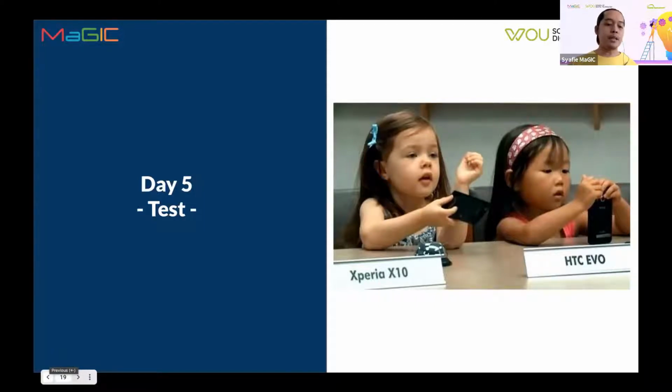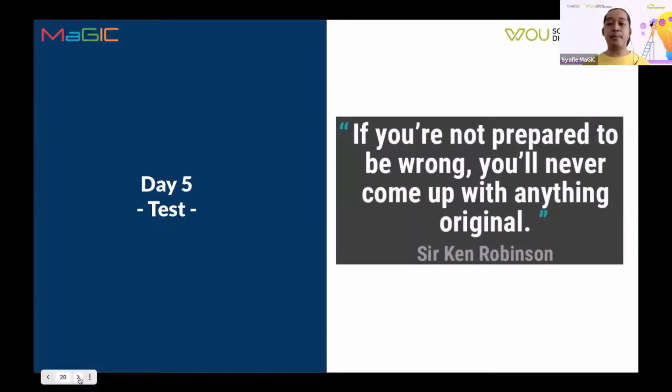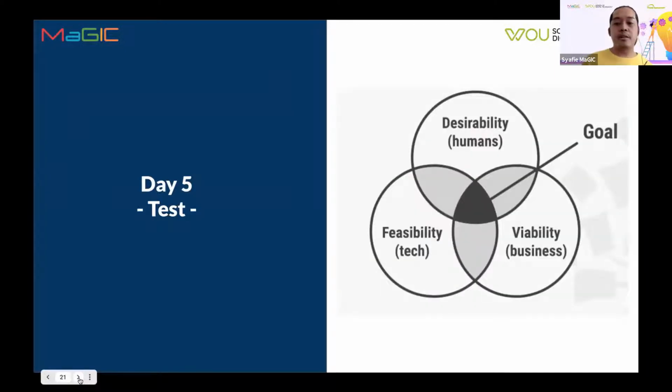The reason why we do this is because if you're not prepared to be wrong, you'll never come up with anything original. Sir Ken Robinson said that. We want to find the desirability of something, and compare it with the viability of your business, and also whether or not it is feasible. Do you have enough things that you could come up with from that point? So that is basically the introduction to design thinking.